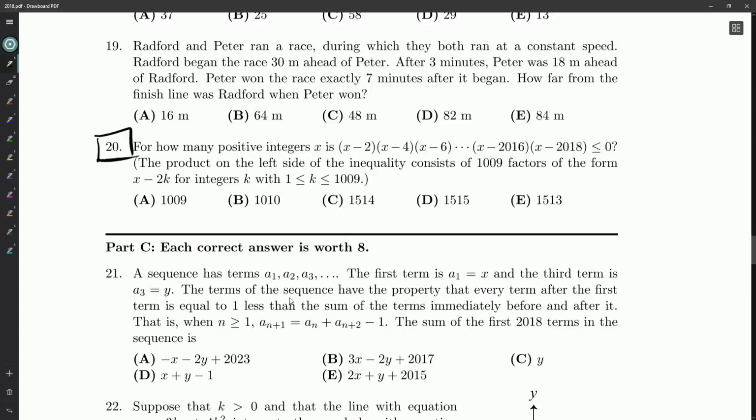For how many positive integers x is (x − 2)(x − 4)(x − 6) all the way up to (x − 2016)(x − 2018) less than or equal to 0? The product on the left side of the inequality consists of 1009 factors of the form x minus an even number.